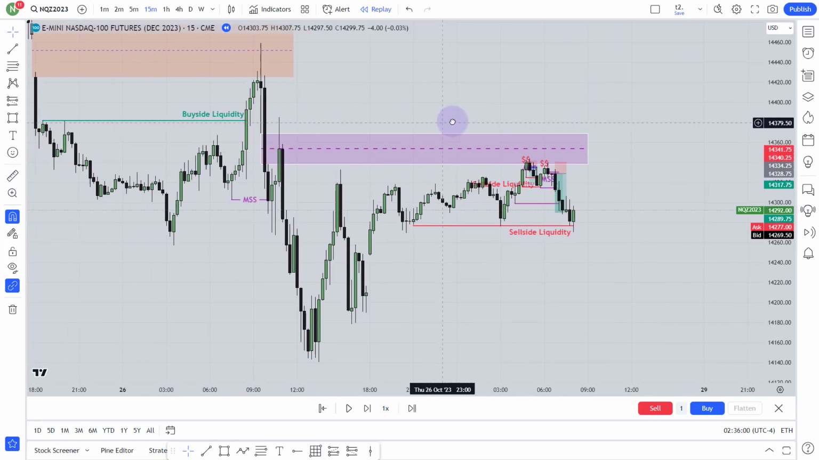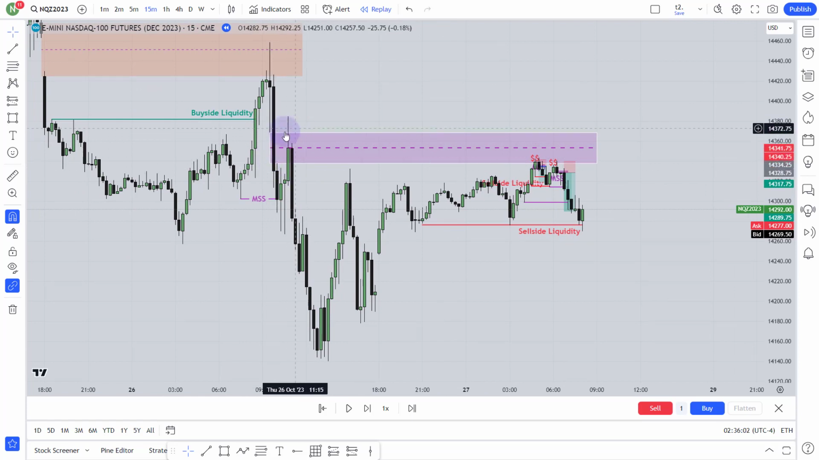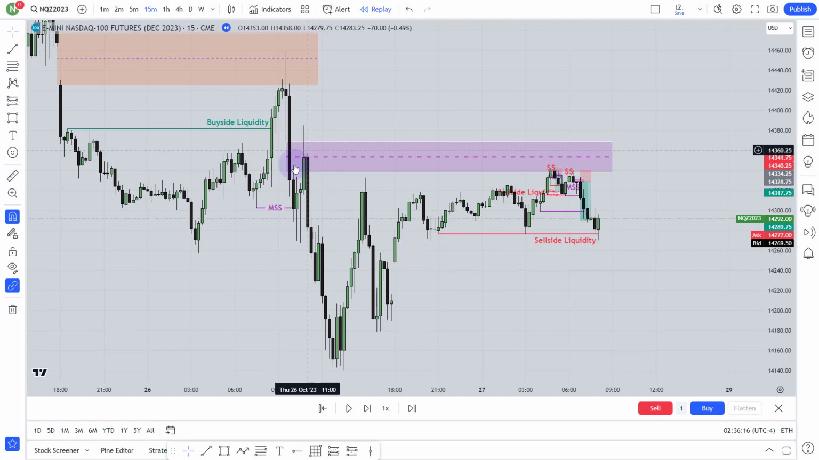There are not two fair value gaps, there is only one fair value gap. So I will use this fair value gap as my direction. Okay, if there were two fair value gaps, that would be different. Please watch the previous video. I will put that video's link in my description as well. You will understand how to use two fair value gaps. And here is the one fair value gap. So I will use this fair value gap this way.